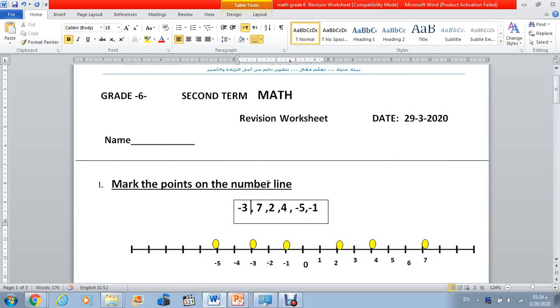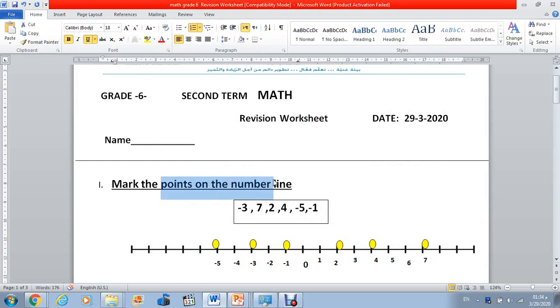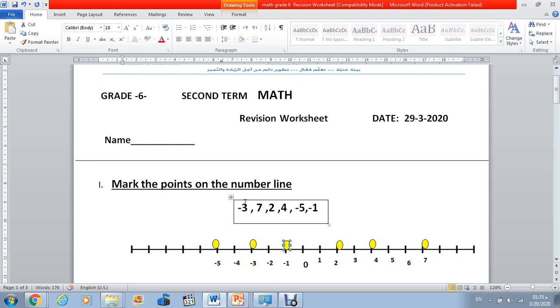The first question is asking you to mark the points on the number line. The first point is 0, the zero point, okay? Then it asks you to mark -1, which is marked here in yellow. Then -3, marked in yellow as well, and the last one on the negative side is -5. Now it asks you to mark the 2, the 4 and the 7. Just marking the points on the number line.